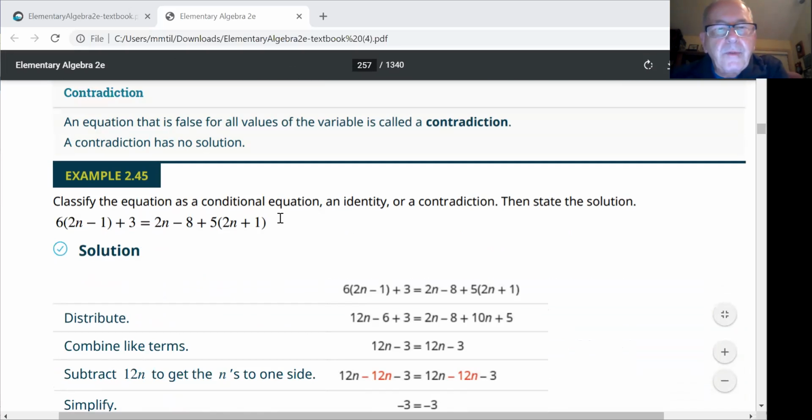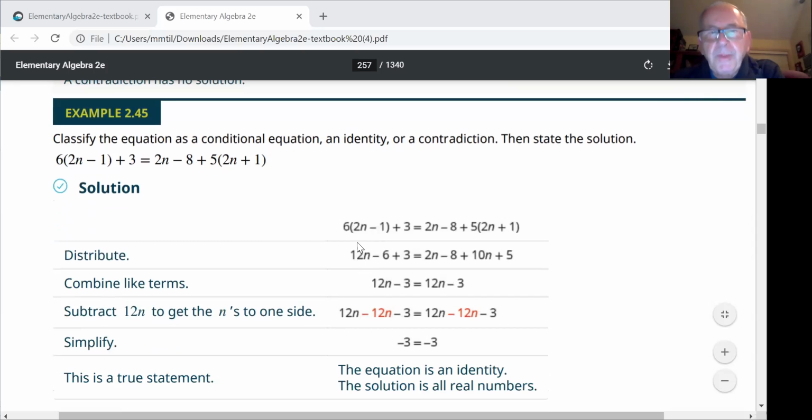Here's some more examples. Classify this equation, whether it's conditional, identity, or a contradiction equation, then state the solution. So here's the equation. You've got 6 times 2n minus 1 plus 3 is equal to 2n minus 8 plus 5 times 2n plus 1. So the first thing we're going to do is distribute, just like we've done in all these others. Left side is going to be 6 times 2n, or 12n, and 6 times minus 1, or minus 6, plus 3. On the right-hand side, you have 2n minus 8, and you distribute the 5 times 2n plus 1. That's going to be 10n plus 5.